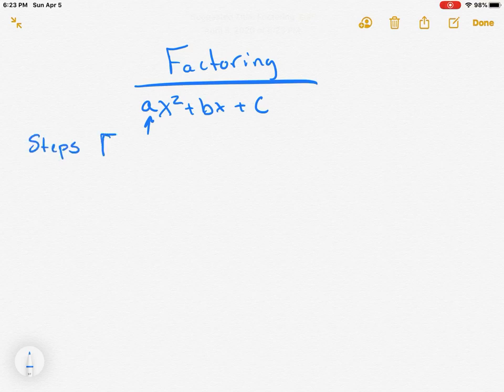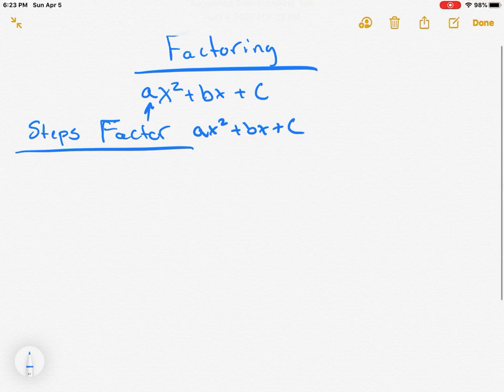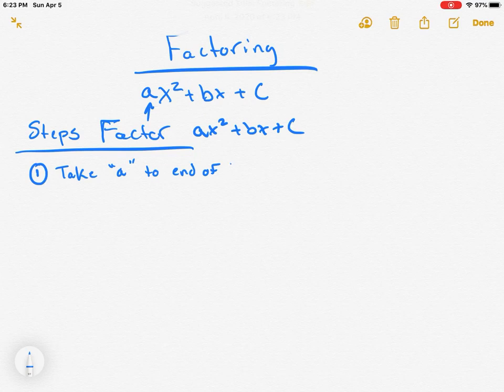Steps to factor with an a. So we're dealing with ax squared plus bx plus c. First step: take a to the end of the trinomial and multiply it by c. Then we simply factor the new trinomial.